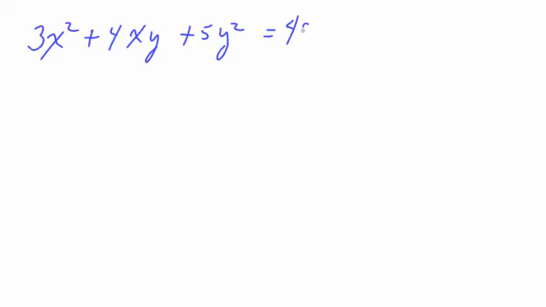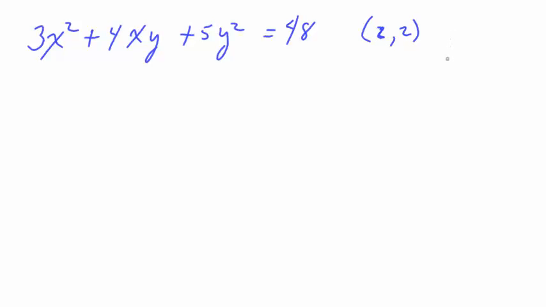Let's write this down. So we have 3x squared plus 4xy plus 5y squared, and that's going to be equal to 48. And remember, we have the point (2,2) on the curve that the tangent line is going to pass through.